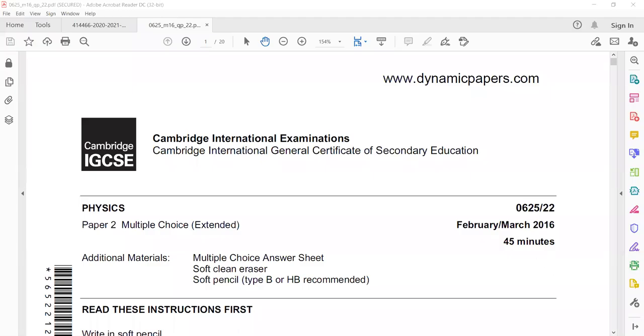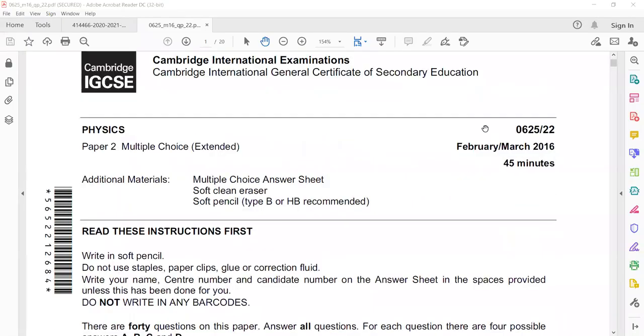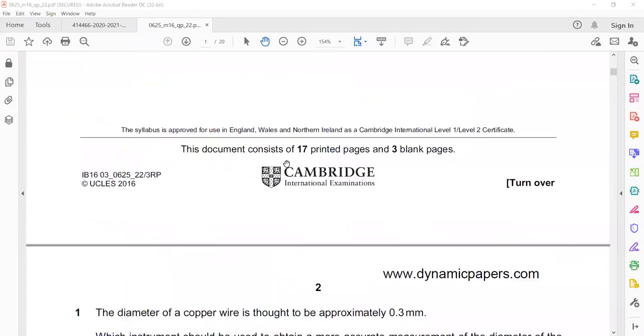I want participation from everyone. You can use the chat to state your answer. This is February March 2016, paper 2, variant 2.